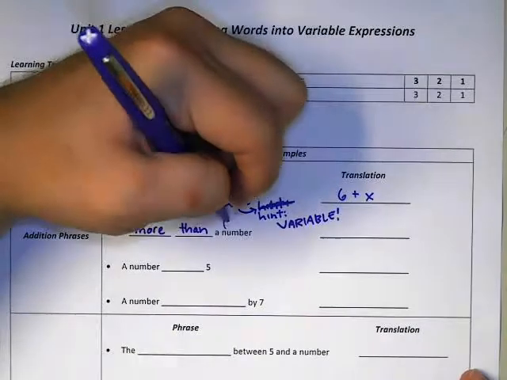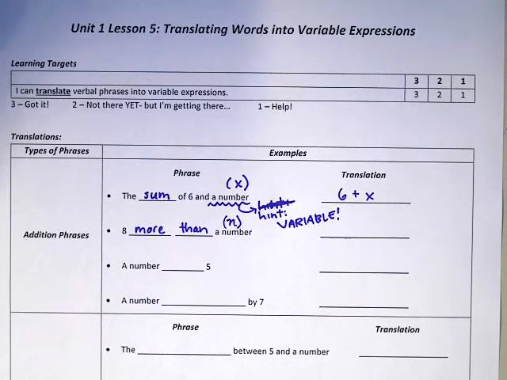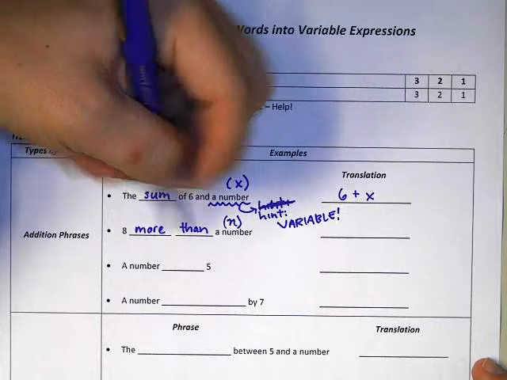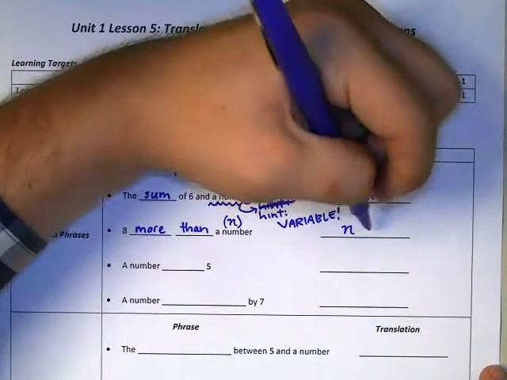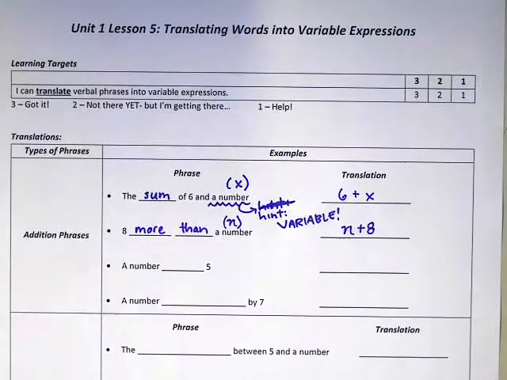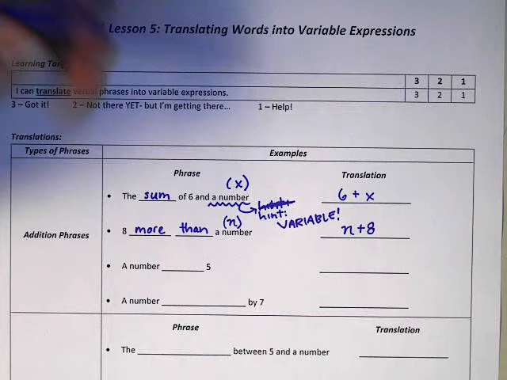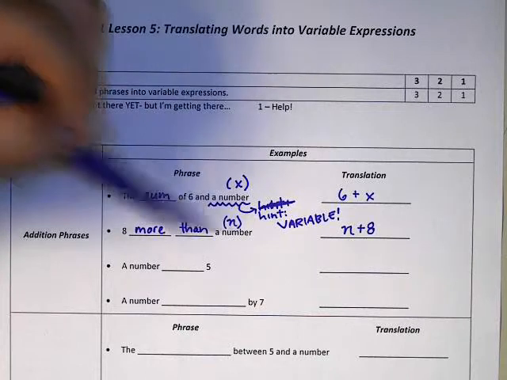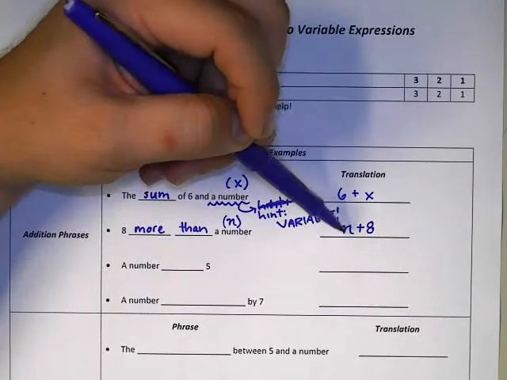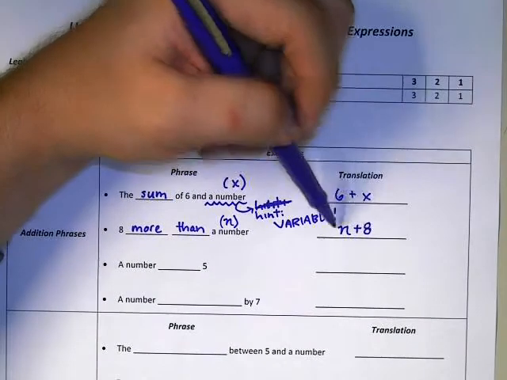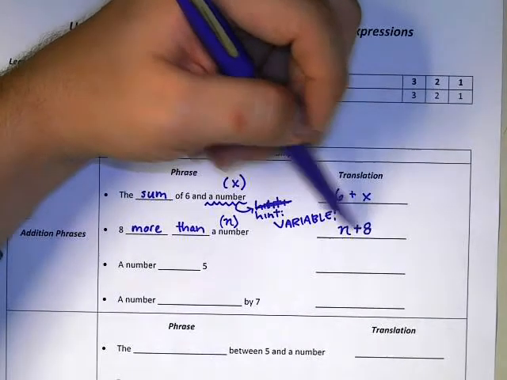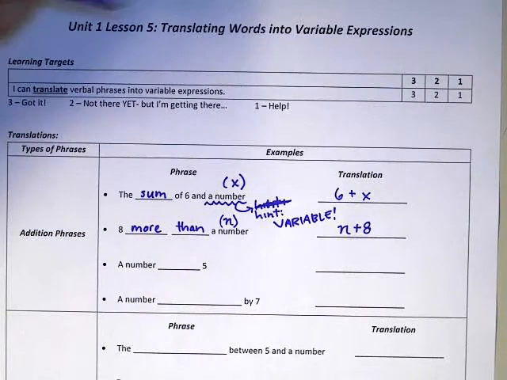So in this case, I might use the letter n. So now this one, if I'm going to go 8 more than a number, that means that I actually have my number and I'm adding 8 more to it. Okay? Note, if you're going 8 more than a number, you're really starting with the number and adding 8 to it, okay? So it's kind of important, if you notice, n actually comes before the 8 in this case.